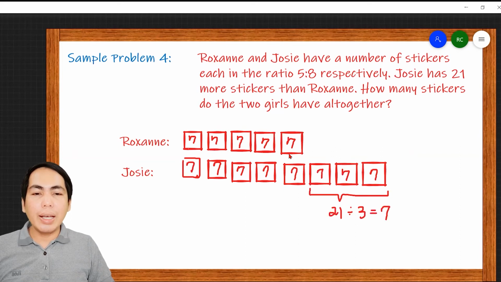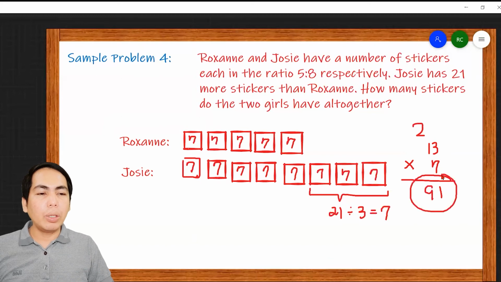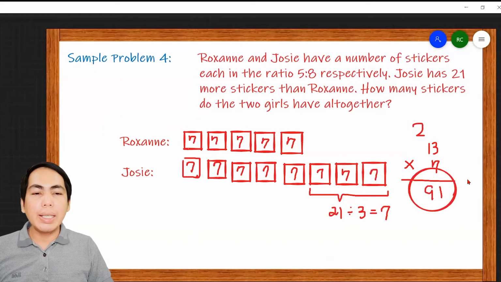Since Roxanne has 5 blocks and Josie has 8 blocks, for a total of 13 blocks times 7 stickers per block. So we have 7 times 3 is 21. 1, regroup 2. 7 times 1 is 7. Plus 2, we have 9. So for a total of 91 stickers.